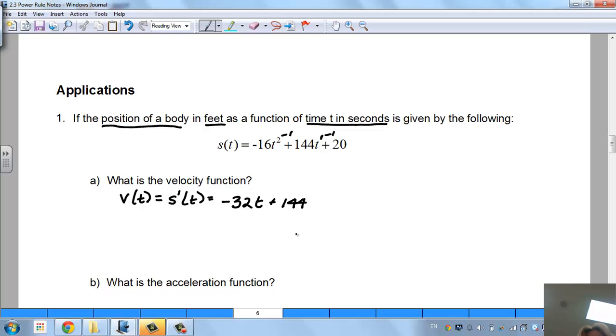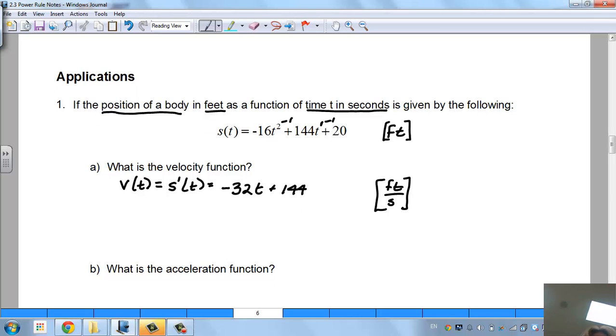The only thing I want you to realize is the units, because for the position function our units would be in feet. Here our unit is going to be in feet per second, because it's slope, it's our first derivative. I just want you to remember that when we're doing this.